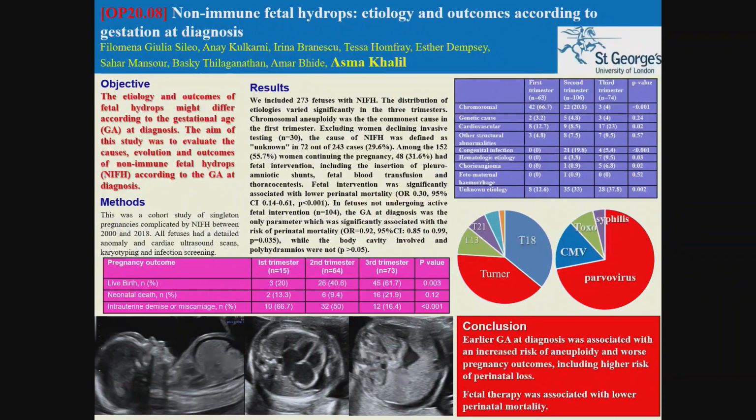So in conclusion, earlier gestational age at diagnosis was associated with increased risk of aneuploidy and worse pregnancy outcomes, including higher risk of perinatal mortality. In our data, fetal therapy was significantly associated with a lower risk of perinatal mortality, but we have to consider the potential risk of selection bias.